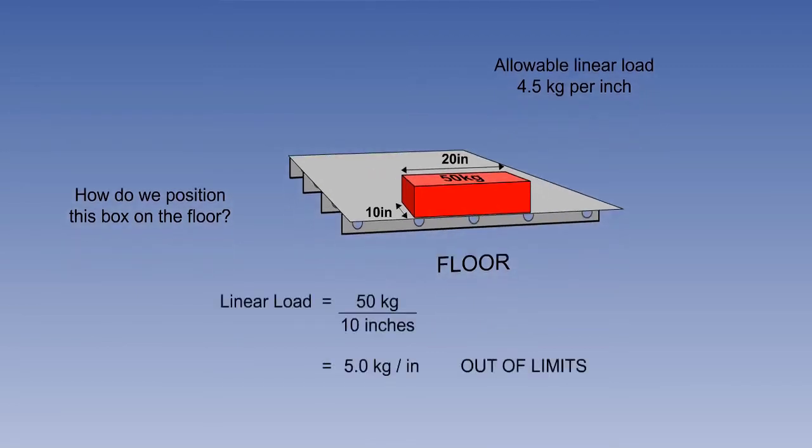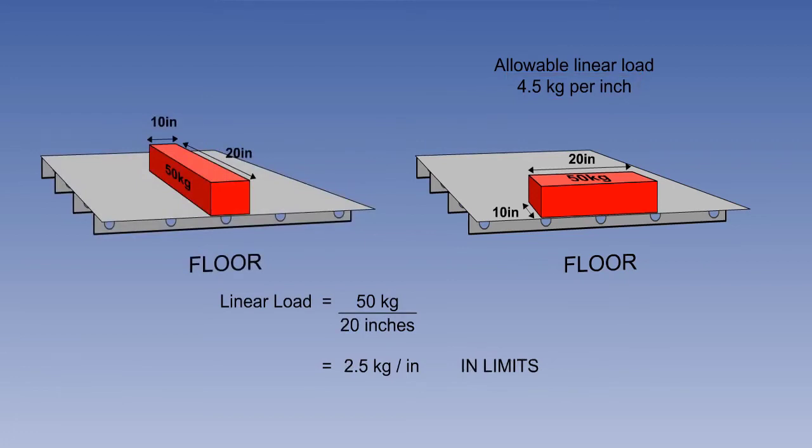And divide the mass 50 kilograms by the shortest length, 10 inches, which results in a linear load of 5 kilograms per inch on the floor frames. The effect of loading the box in this position is unacceptable, because the loading limit of 4.5 kilograms per inch would be exceeded.